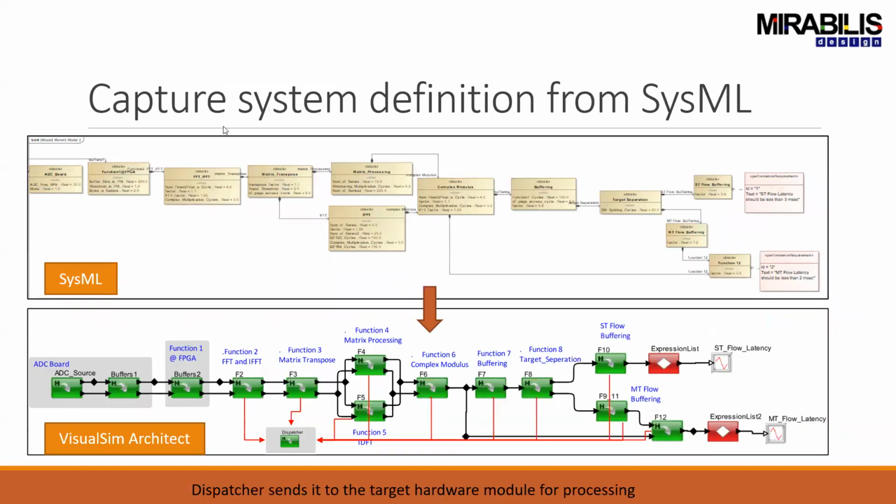So here we are showing how the system definition is captured from the SysML. On top, we have the SysML layout. At the bottom, we can see a much more crisp, detailed definition for the same system. The difference being that now we have the hardware architecture definitions being made in the VisualSim Architect, which is not present in the SysML. So all of these functions are going to send the triggers to the dispatcher, which is going to send the triggers to the respective hardware module for processing.